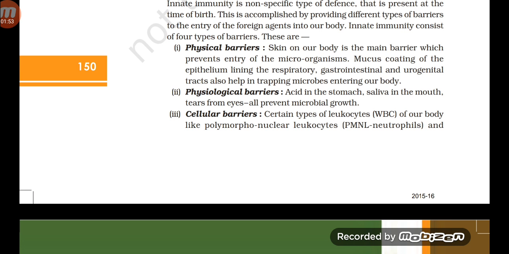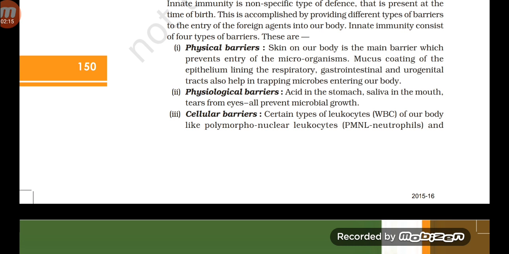Now we are on the cellular barriers. So the first one was the physical barriers, the skin on our body, mucus coating and epithelium lining of the respiratory, gastrointestinal, urogenital tracts. The second one was physiological, that is hydrochloric acid in the stomach, saliva in the mouth, tears from the eyes. And the third one is the cellular barrier.